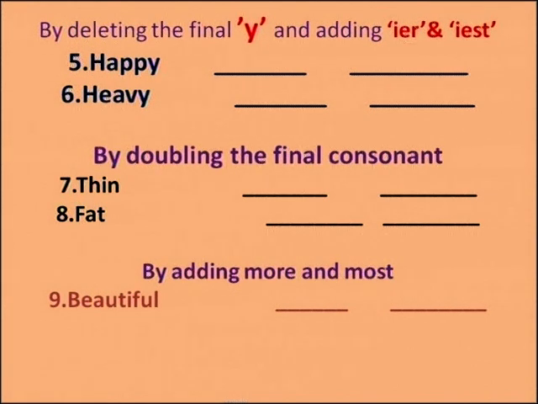Next, by doubling the final consonant. Why we are doubling? What is the final consonant here, friend? Thin. What is the final consonant? N is the final consonant. Thin, thinner, thinnest. Fat, fatter, fattest. Next, by adding more and most. Why we are adding more and most? Because they are two syllables. That's why we are adding more and most. Beautiful, more beautiful, most beautiful.